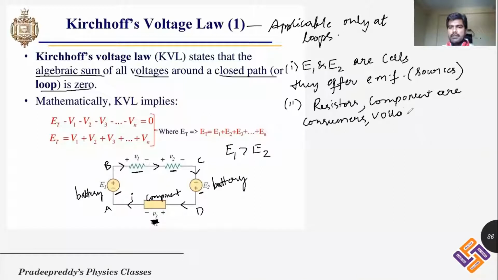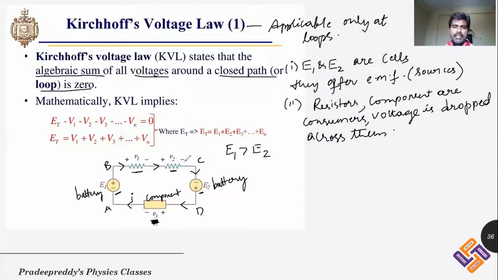Voltage is dropped across them. Voltage is dropped across the resistors because here the batteries are providing potential difference, and this potential difference is used by these two resistors as well as a component. Therefore, when we are going along a battery, potential difference is added, and when we are going along the resistors, potential difference is dropped over here, right?